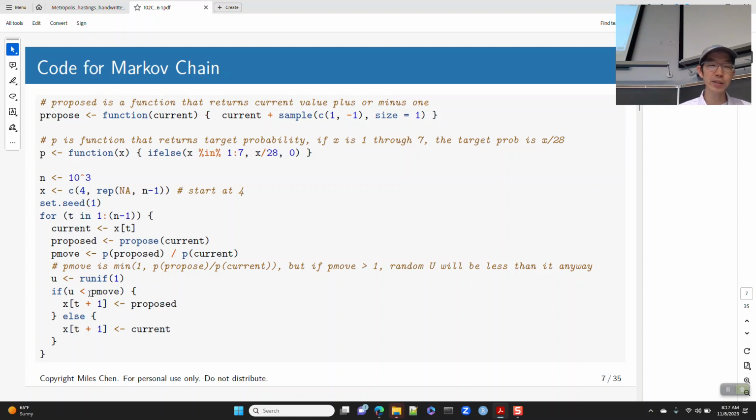So if u is less than p move, then the proposed location is what I will use for x at time t plus 1. Otherwise, I will use my current location as the location for x at time t plus 1. Okay. And this is the code to run the Markov chain. All right, is that okay as far as line by line what is happening for running the Markov chain?